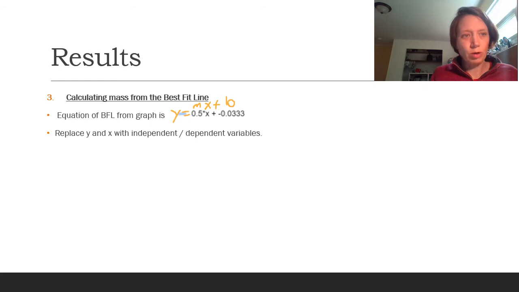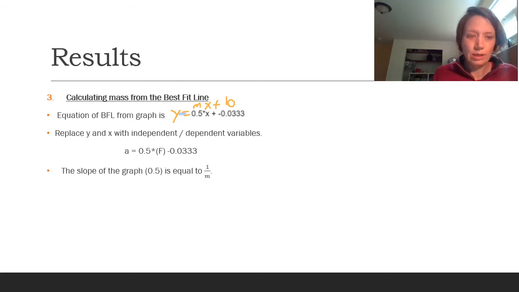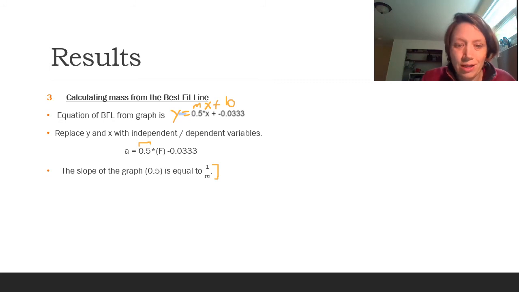So now I'm going to rewrite that equation with the independent and dependent variables for my experiment, which looks like this. a equals 0.5 times F minus 0.0333. So I've replaced it with the x and y axis variables that I was graphing. And we remember that the slope of the graph, which is 0.5 according to this equation, should be equal to 1 over m, based on the fact that when I put that equation into that format, that was the m value of the equation.